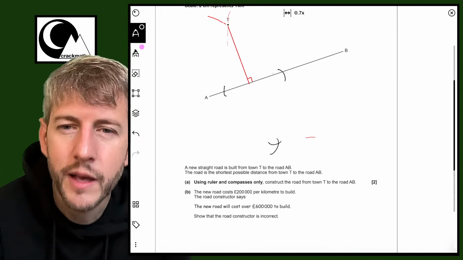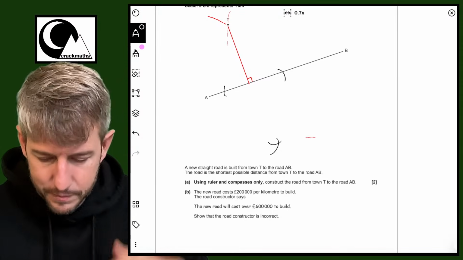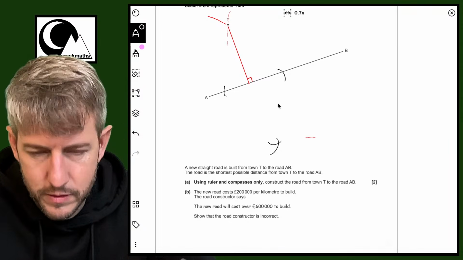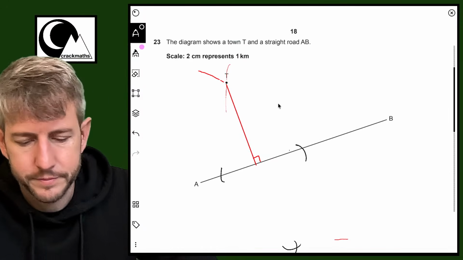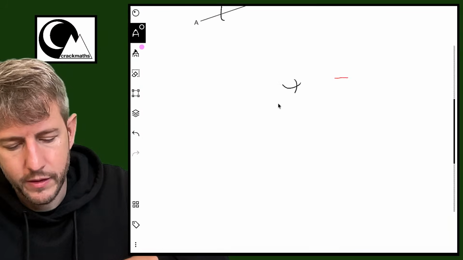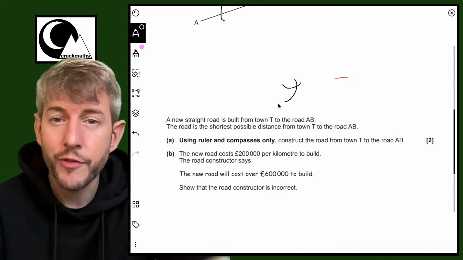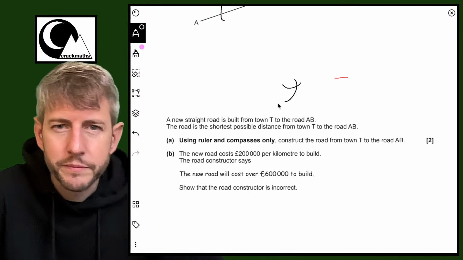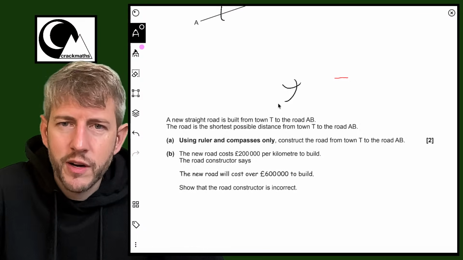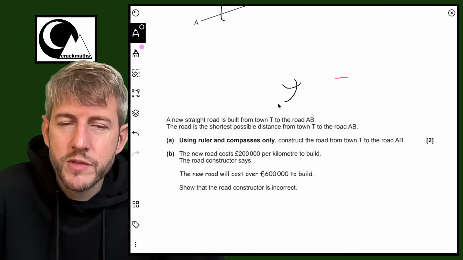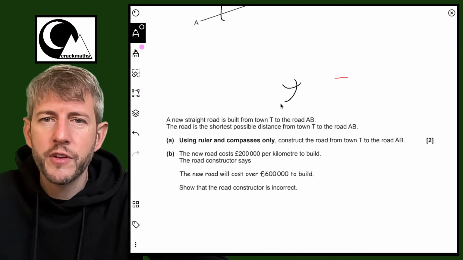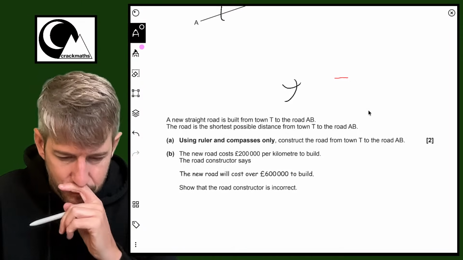Part B says the new road costs £200,000 per kilometre to build. The new road constructor says the new road will cost over £600,000 to build. Show that the constructor is incorrect.